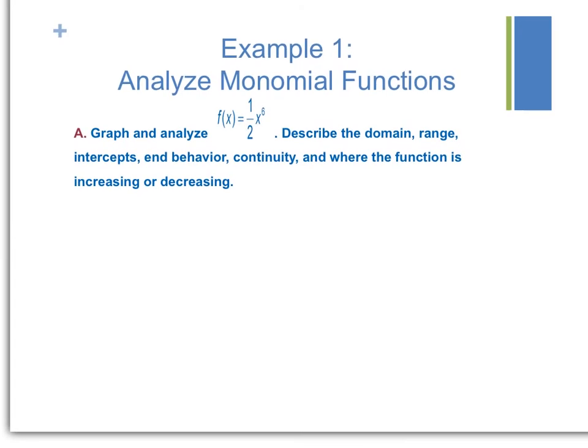In example 1, we're going to analyze monomial functions. We are going to graph and analyze f of x equals 1/2 x to the 6th, describe the domain, range, intercepts, and behavior, continuity, and where the function is increasing or decreasing. Now, in order to determine what this graph is going to look like, I need to look at the coefficient and the exponent.